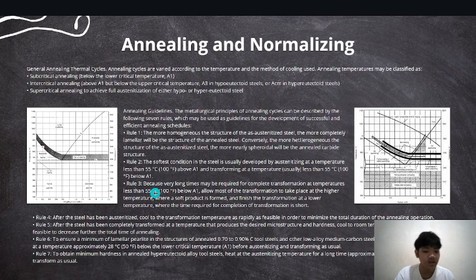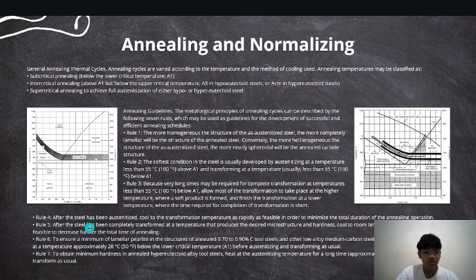Rule 3. Because very long times may be required for complete transformation at temperatures less than 55 degrees Celsius below A1, allow most of the transformation to take place at the higher temperature, where a soft product is formed, and finish the transformation at a lower temperature, where the time required for completion of transformation is short.